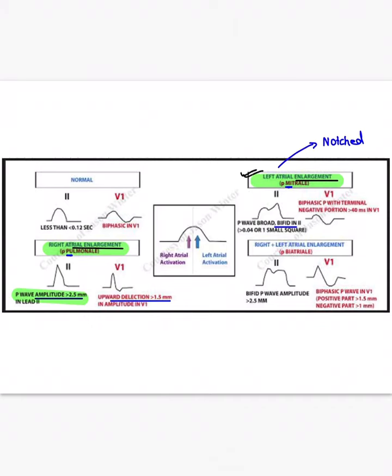So what happens in left atrial enlargement? When you look at the P wave in V2, left atrial enlargement looks like an M. P mitral. Remember, this M is notching, so there is a bifid P wave, that is a notch.